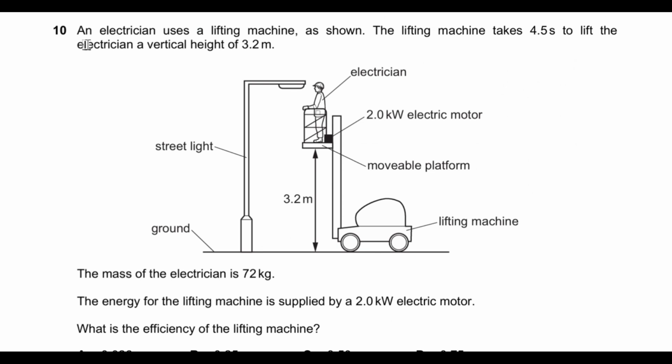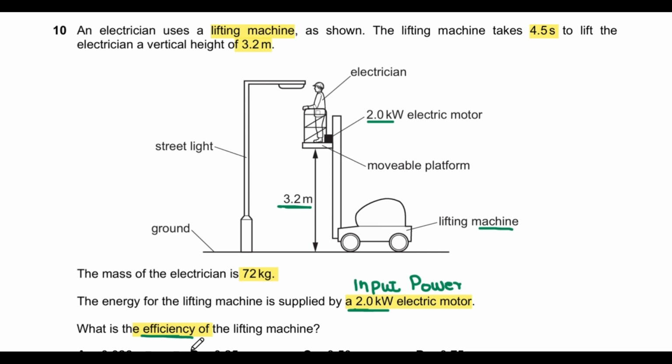Question number 10 says an electrician uses a lifting machine as shown. The lifting machine takes 4.5 seconds to lift the electrician at vertically height of 3.2 meter. The mass of the electrician is 72 kg. The energy for lifting the machine is supplied by 2 kilowatt motor. What is the efficiency of the lifting machine? So there is a person who need to lift at the height of 3.2 by a lifting machine. This lifting machine work on 2 kilowatt power to lift the person to that height. That means this 2 kilowatt is the input power of the machine.